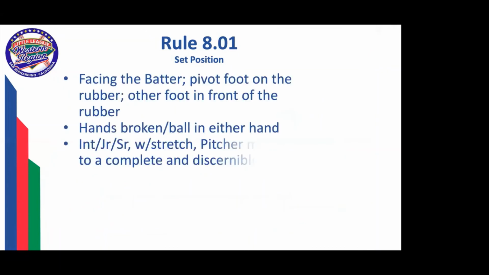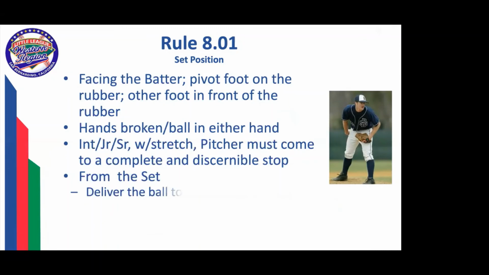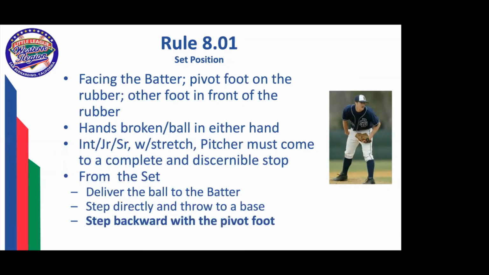Set position: pivot foot on the rubber, other foot in front of the rubber. You'll notice that we've got allowance for a pivot foot to be in front of the rubber from either the set or the windup position. Hands should be broken and ball in either hand when the pitcher steps onto the pitcher's plate. When you have a stretch, the pitcher must come to a complete and absolutely discernible stop.